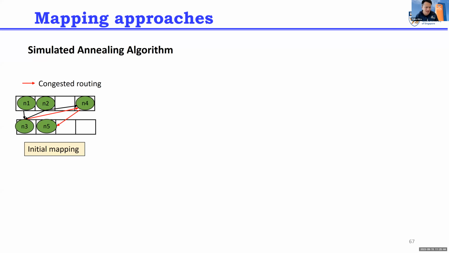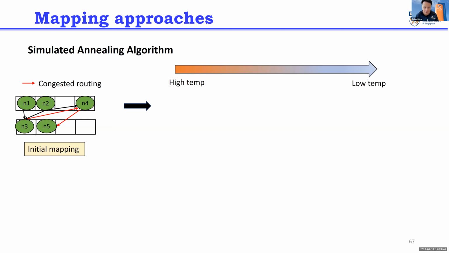So this is the initial mapping, the invalid mapping we just generated. Simultaneously, as you can see from the text, it's annealing, right? It goes from high temperature to low temperature. And at each temperature, there will be multiple movements. So we just say movements.